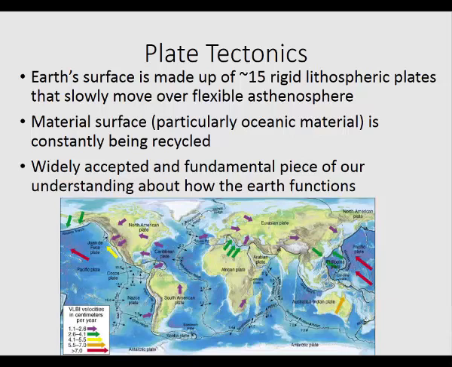Then you can also see the arrows showing the directions that different plates are moving. They're moving in all different directions, and then also the speeds at which the plates are moving, which vary. The Pacific plate is moving the fastest, and then other plates are moving a little bit slower.